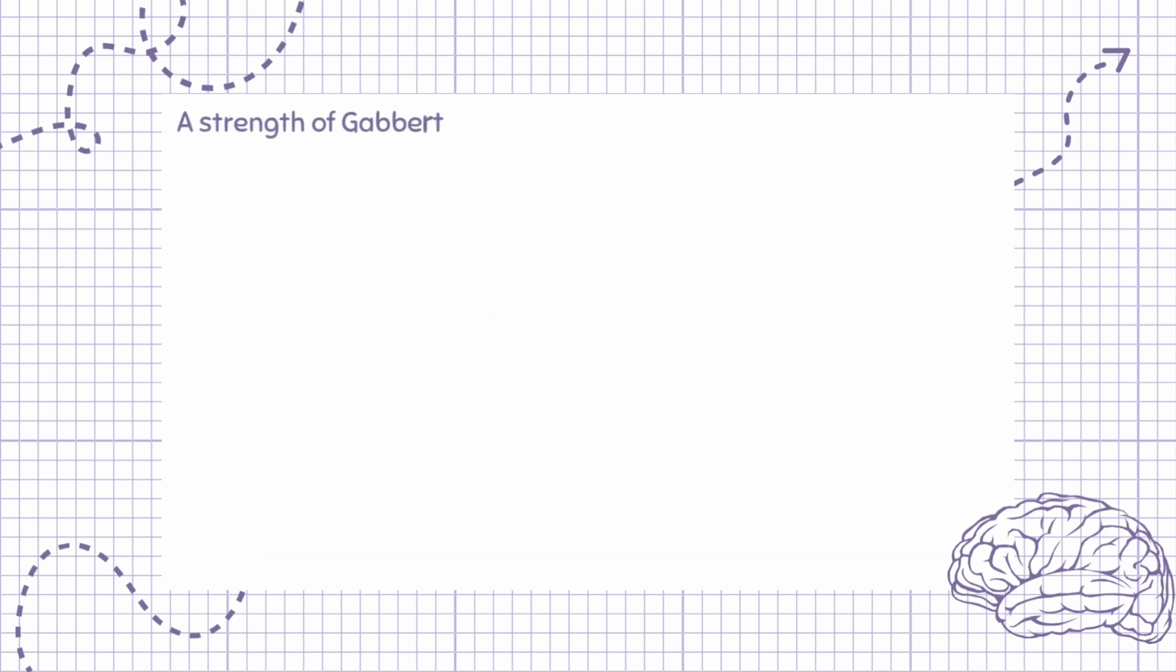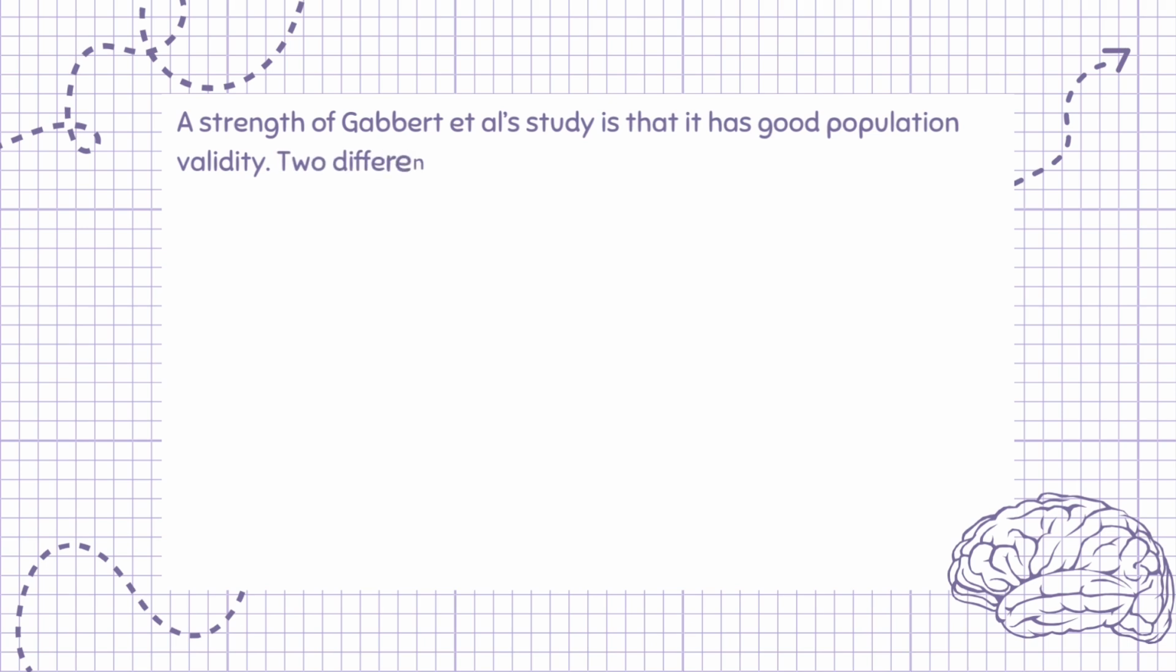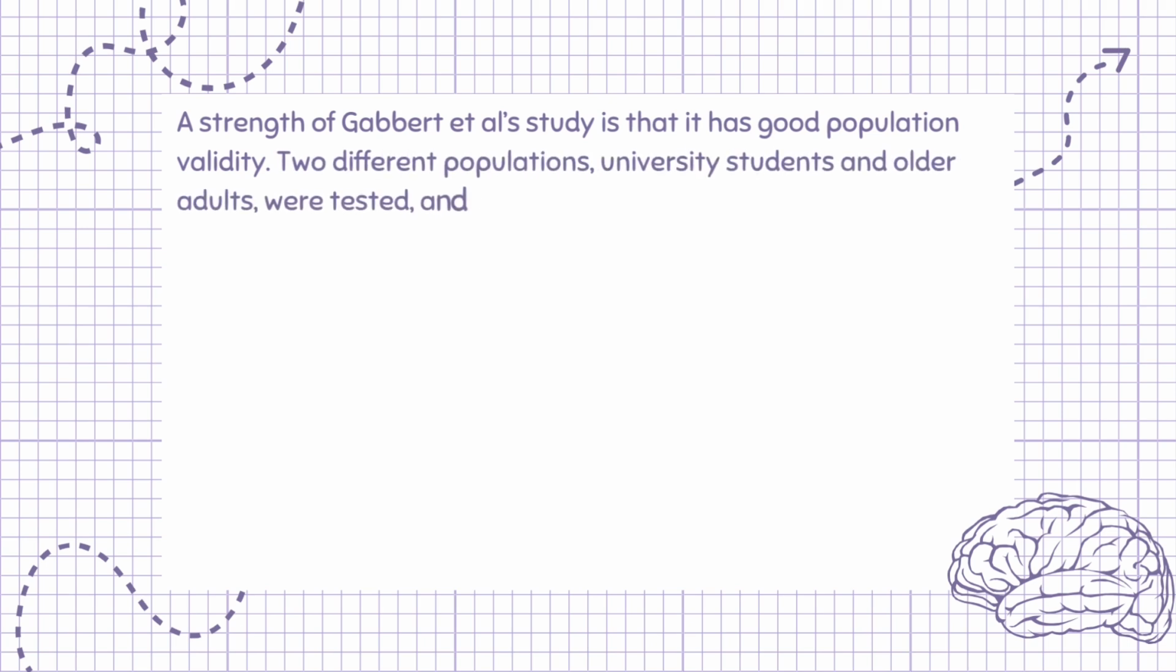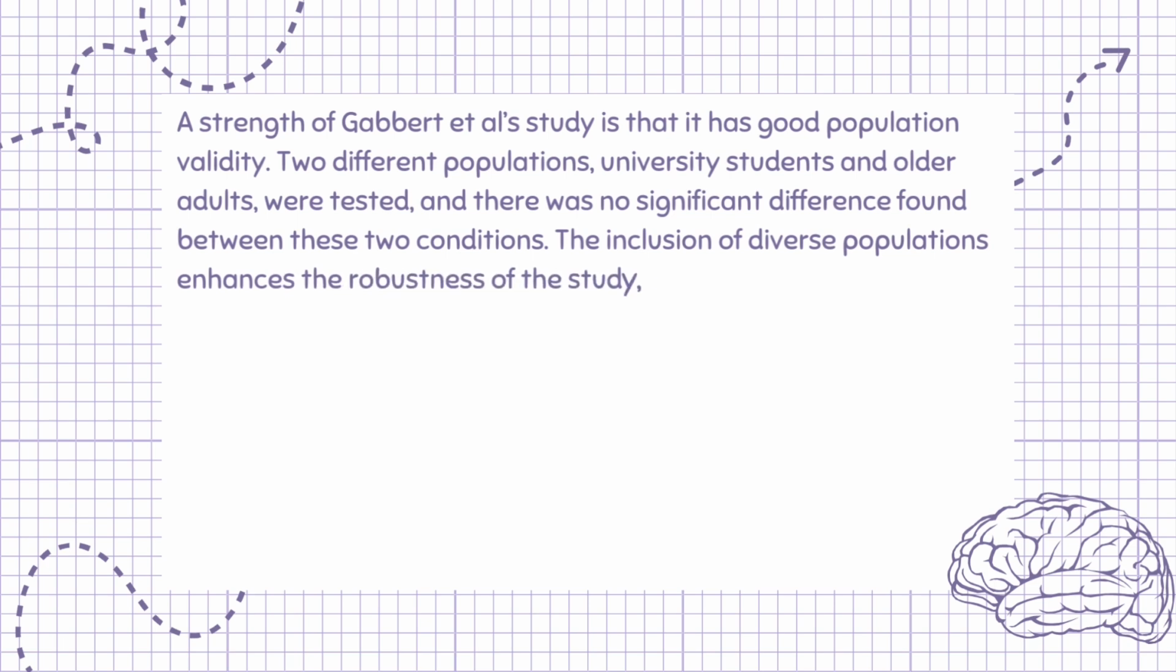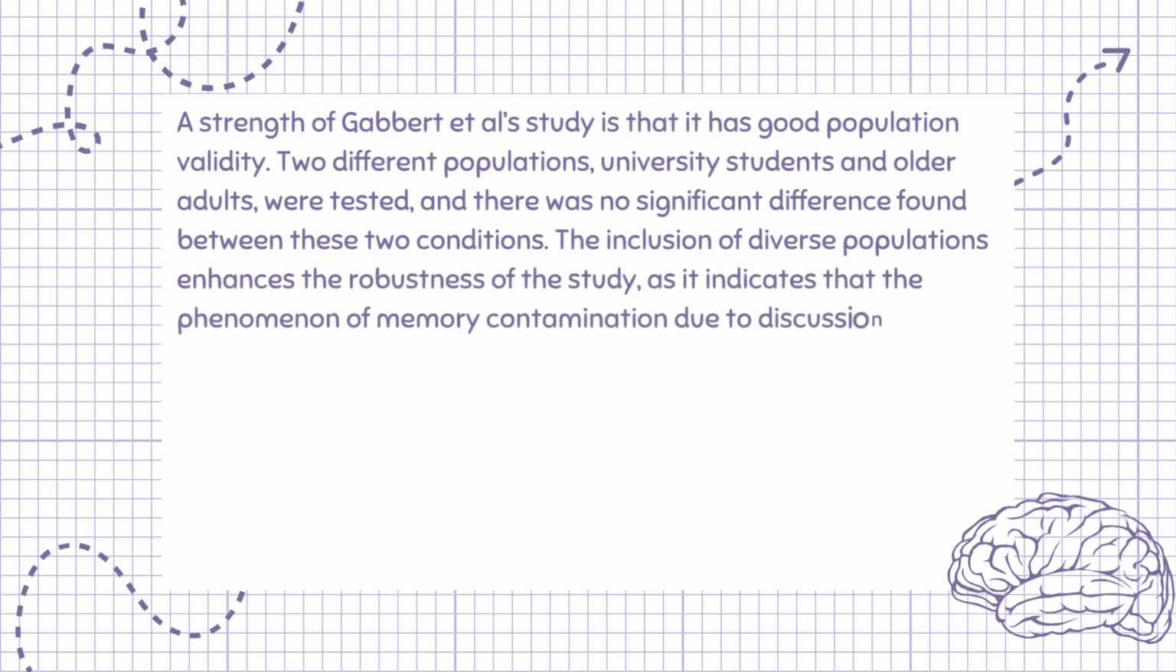A strength of Gabbert et al.'s study is that it has good population validity. 2 different populations, university students and older adults, were tested, and there was no significant difference found between these 2 conditions. The inclusion of diverse populations enhances the robustness of the study, as it indicates that the phenomenon of memory contamination due to discussions is not limited to a specific demographic.